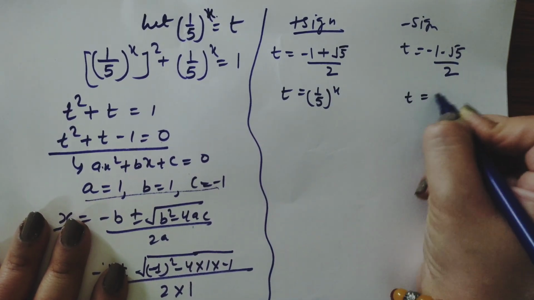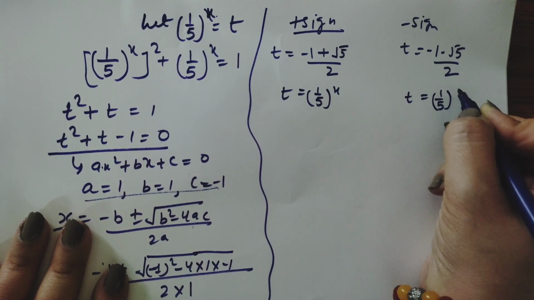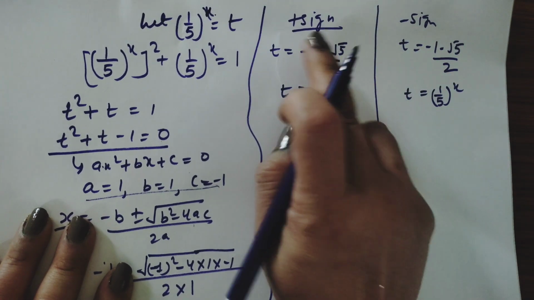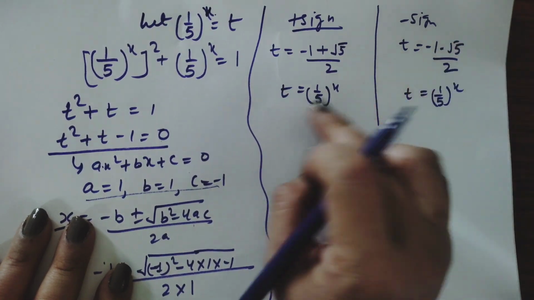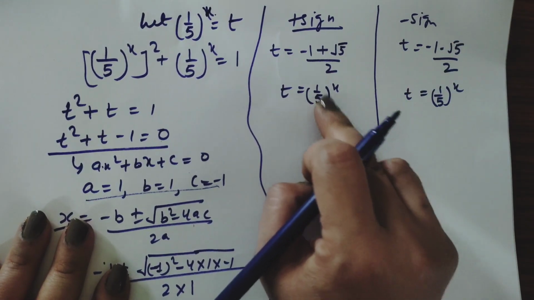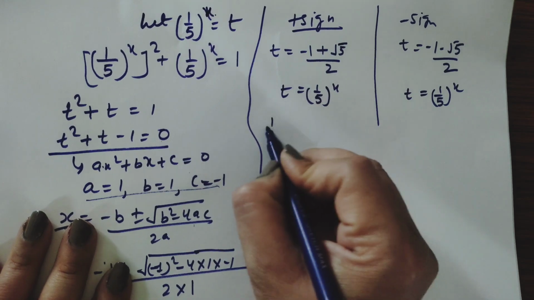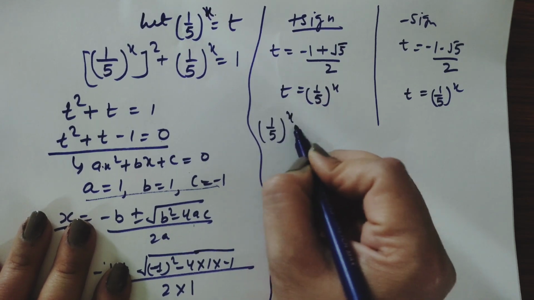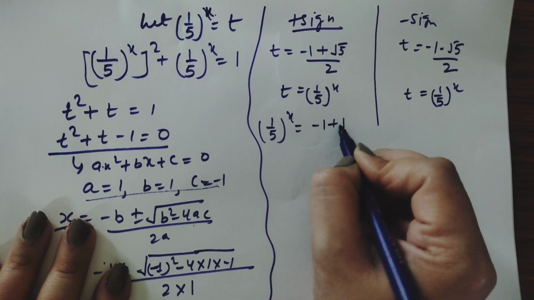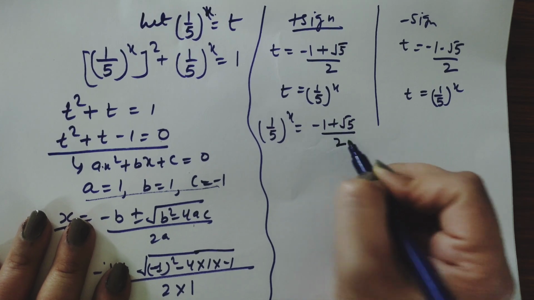So we will put, in both terms, for both the positive and negative values, t equals 1 upon 5 power x. So 1 upon 5 power x equals (minus 1 plus root 5) by 2.